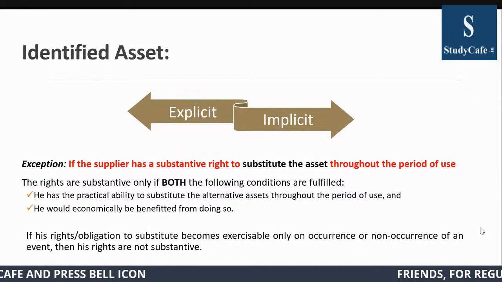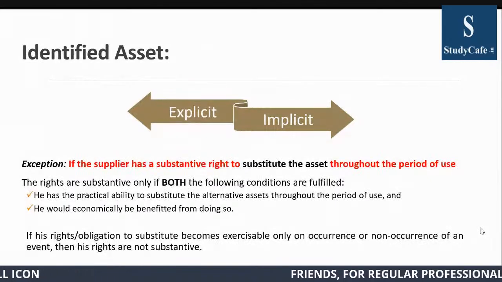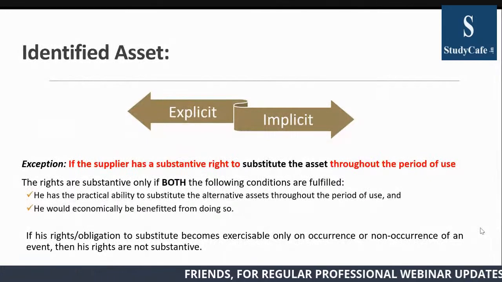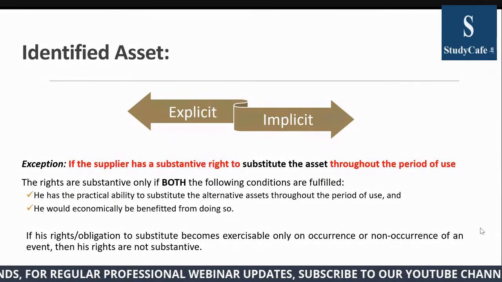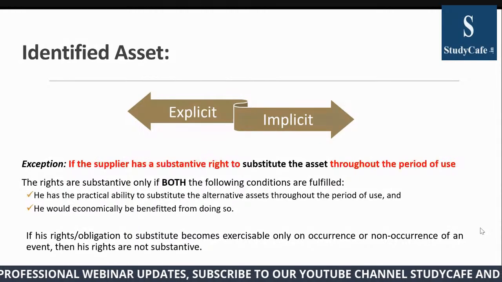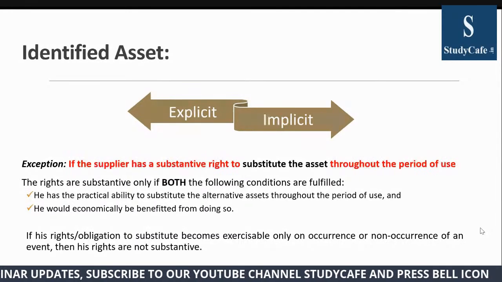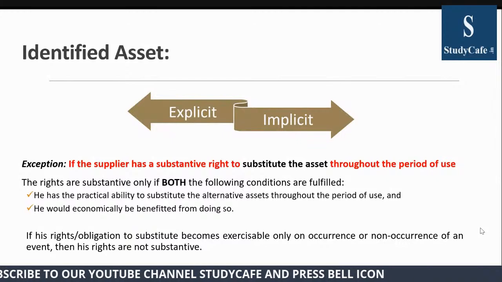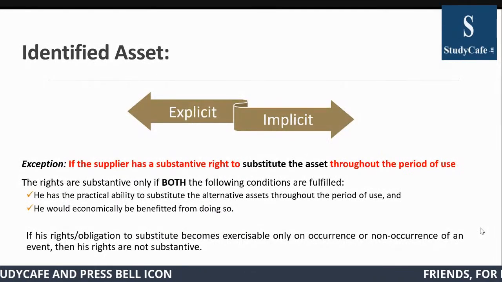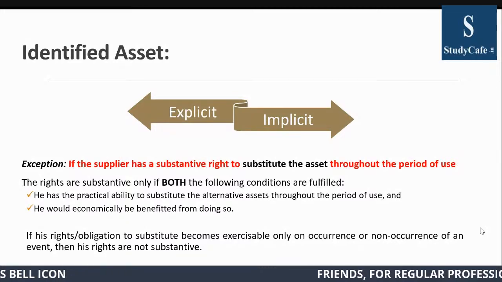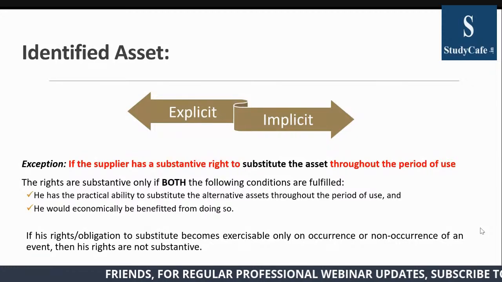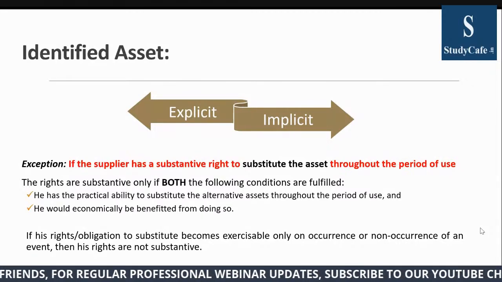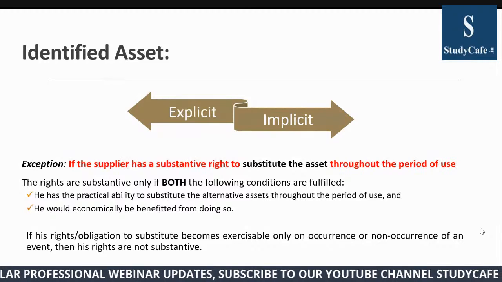This is the first leg, when we can say that the asset is explicitly specified in the contract and there is an identified asset. But what happens when there are no specifications specified in the contract? There could be some cases. For example, I want to take a truck on lease, and I'm very particular about the specifications of the truck, with respect to its capacity, its size. Because I need to use that truck for a specific purpose which requires a certain capacity.